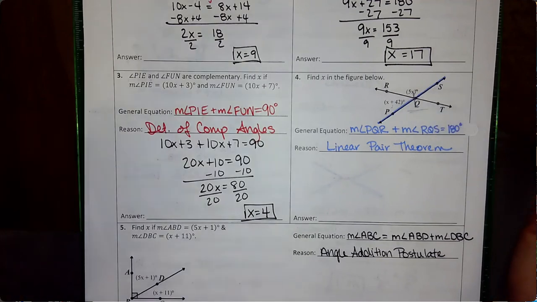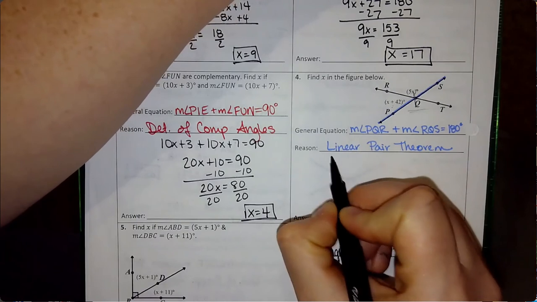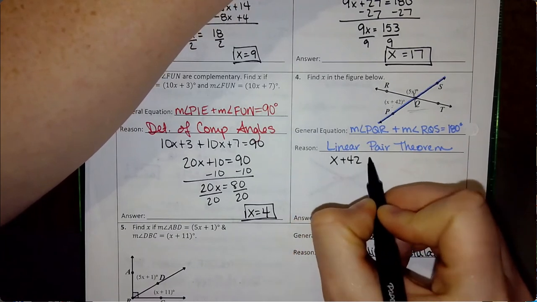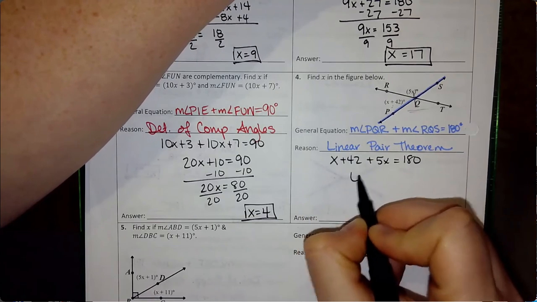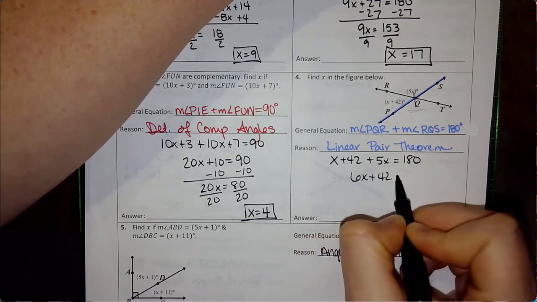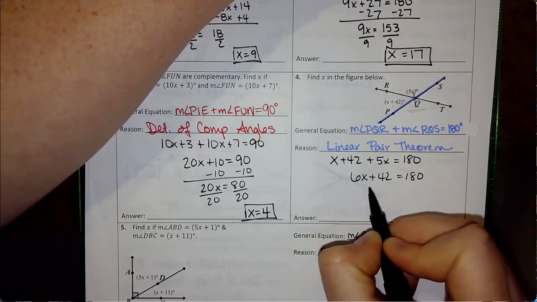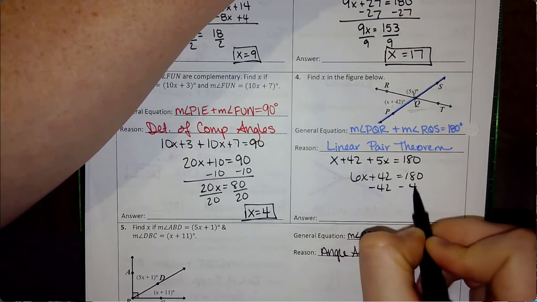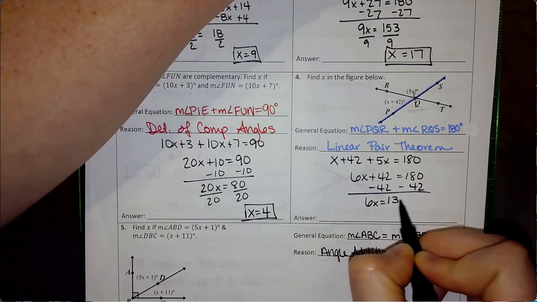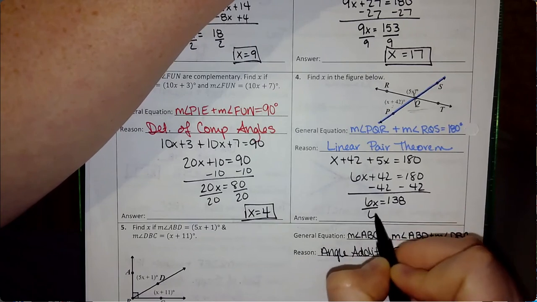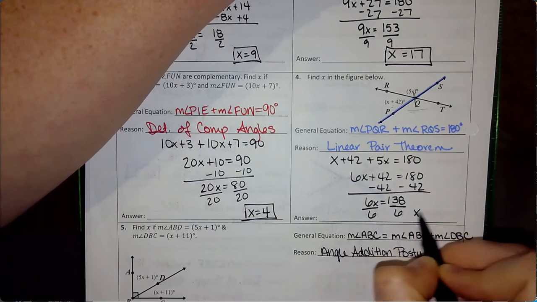So substitute things in. Simplify, subtract the 42. Divide by 6. And x equals 23.